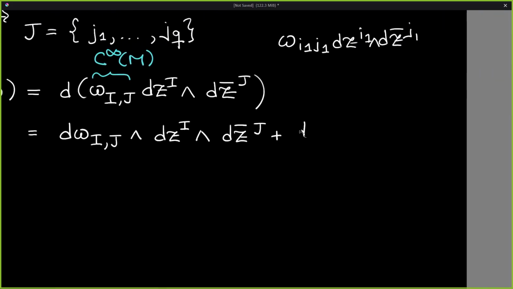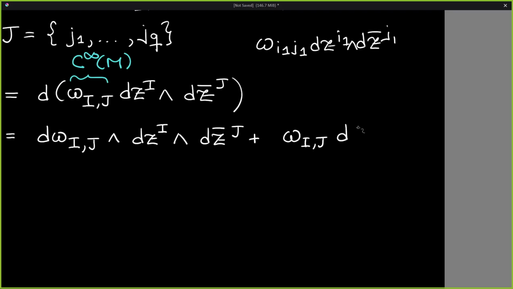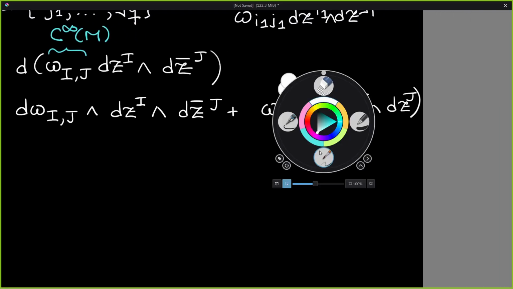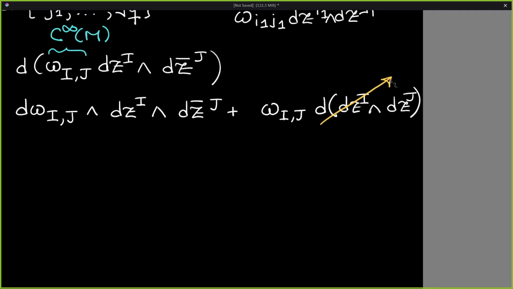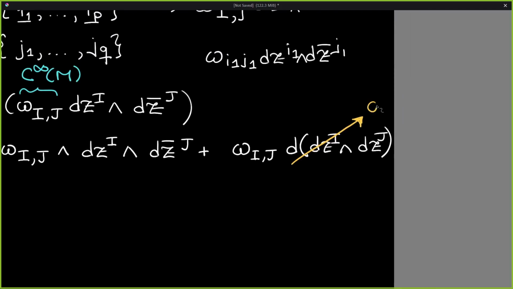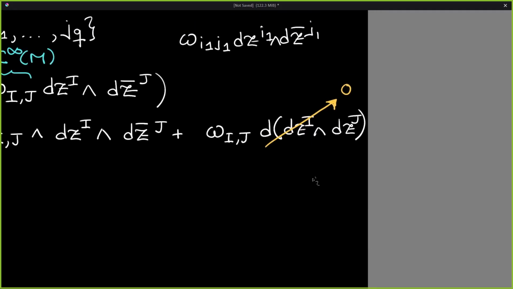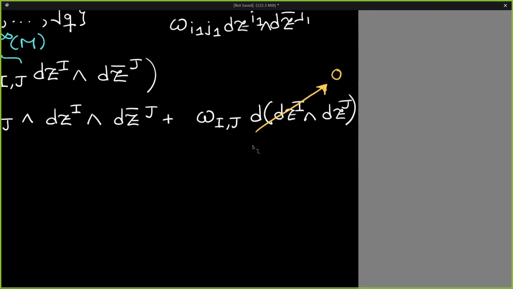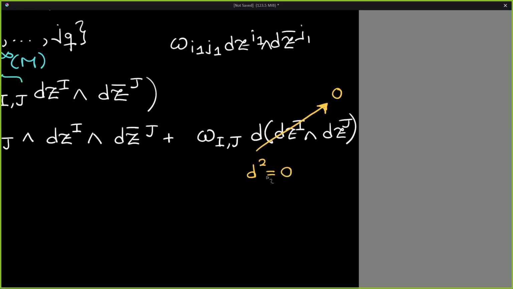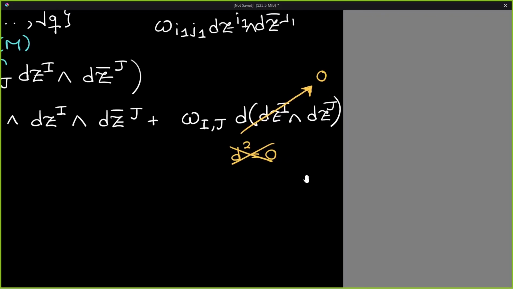Then you get another term. I'm just going to write it like this. We get d of omega I comma j, d of dz I wedge dz j. And this is going to be 0, for a very subtle point. In fact, I made this mistake first when I was writing the lecture notes. I thought that this was 0 because d squared is equal to 0, but d squared is not the right reason for this being 0. And the reason for that is very subtle.